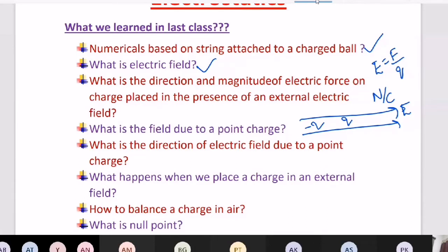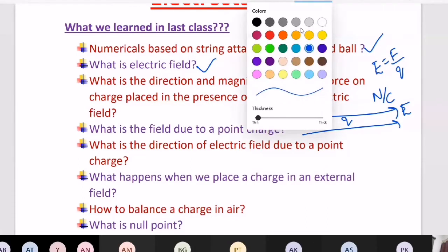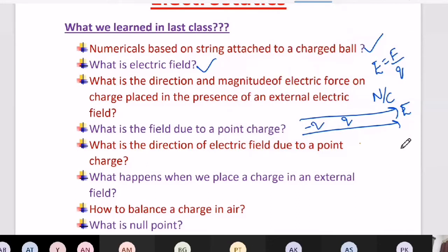Now, what is the field due to a point charge? If there is a point charge, the field at any distance is kq by r square. And we said that as distance increases, the electric field keeps on decreasing.